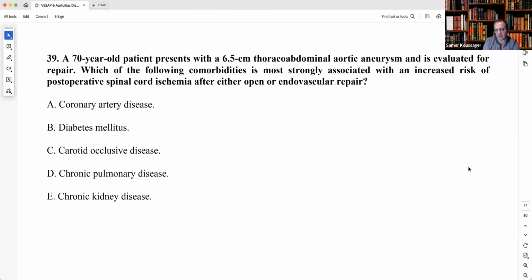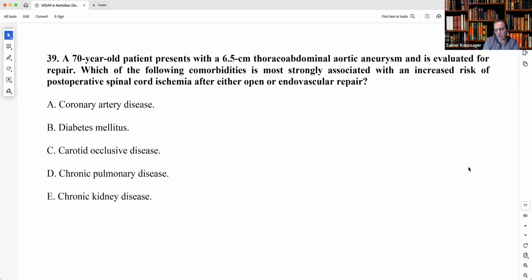This is wrong because, as I said, endovascular delayed paraplegia is more common than open. So you have to keep it at least for 2 or 3 days. So don't take it early. Even if patients are doing fine after the procedure, I will keep it at least for 2 or 3 days. Most of them say 3 days, you have to leave it. Then you take it out.